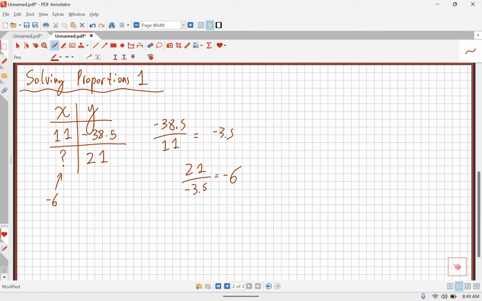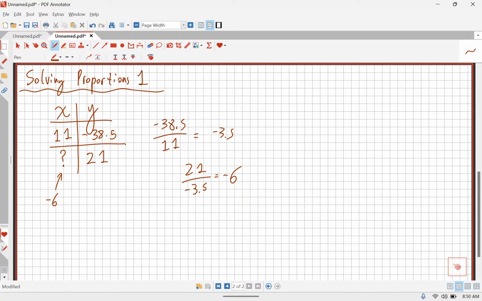So here's the trick. There is a way to set this up so that it will always be an easy way to get that question mark, and that's by setting this up as a proportion. I told you that these formed a proportion, which means if I divide negative 38.5 by 11 and 21 by my mystery number, I should get the same value. I'm going to set that up as an equation, which looks like this.